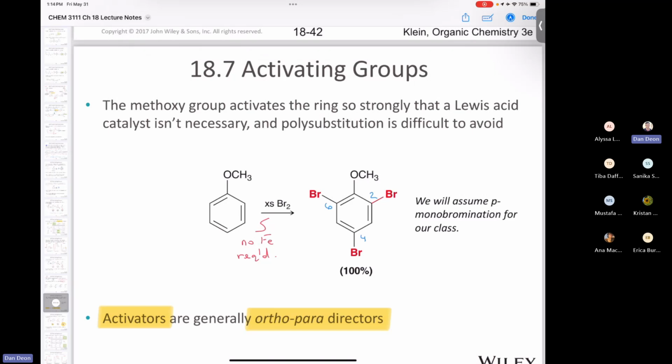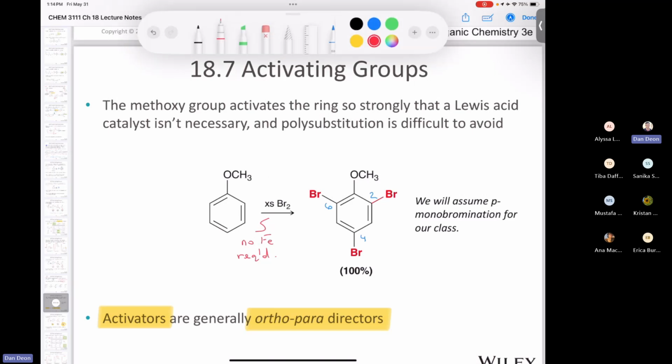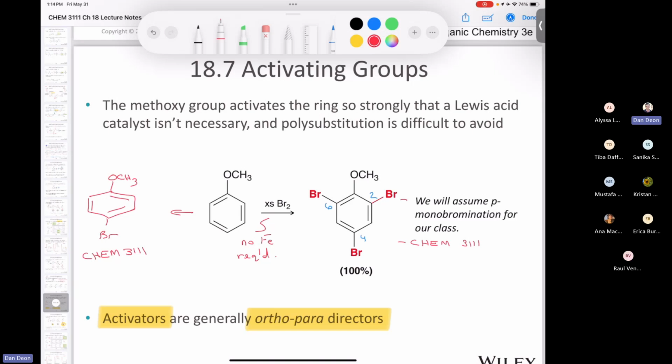And this reaction is actually going to come up later on in this chapter and maybe in another chapter as well. Now, for our class, for chemistry 3111, what we are going to assume is that if you did this reaction, you're only going to get the monobromination, and it's going to be at the para position. So this is what we would assume. We would assume you only get this. So you don't have to worry about halogenating this thing everywhere.